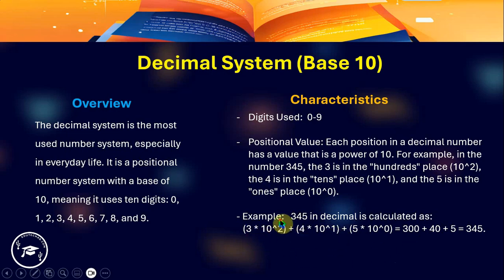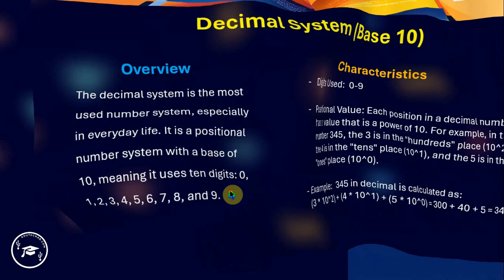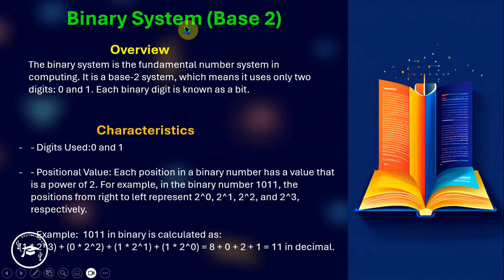After doing this, if we use the order of operations that we discussed in the previous lecture, we look at the brackets first. So we calculate what is in the bracket first, then we look at the exponents. When we do that, we get 300 plus 40 plus 5, which gives us 345. Great. So let's look at the other system, which is the binary system, normally in base 2.